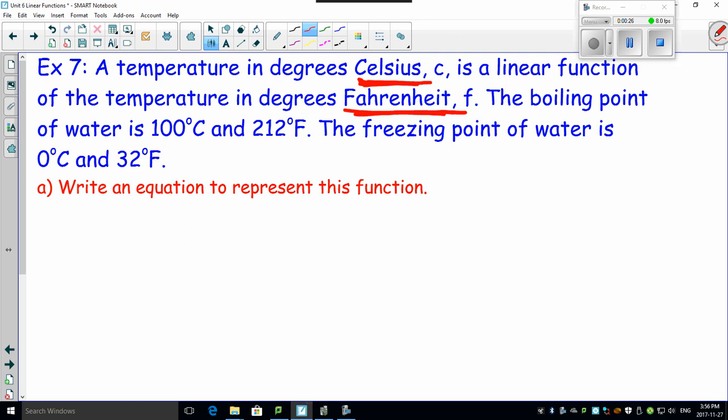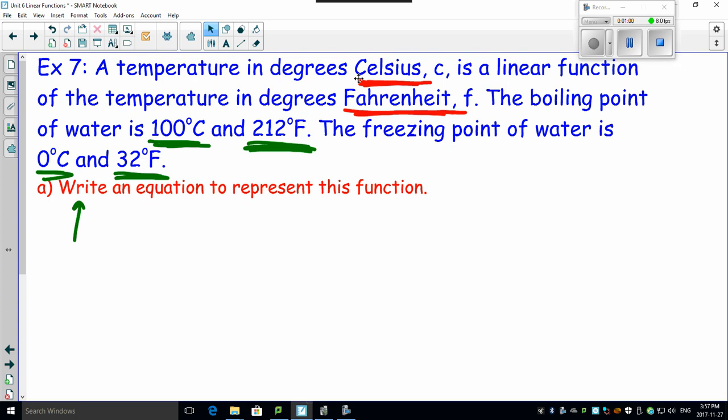So what's going to happen is I'm going to develop a formula in order to convert back and forth between Celsius and Fahrenheit. So what I've got here is some critical points which are kind of interesting. One of the points is the boiling point of water is 100 degrees C, which is actually 212 degrees Fahrenheit. And the freezing point of water is 0 degrees C and 32 degrees Fahrenheit. Now, look what it asks you to do in this question. It says write an equation in order to do this. Well, that seems almost impossible right now, but it's not.